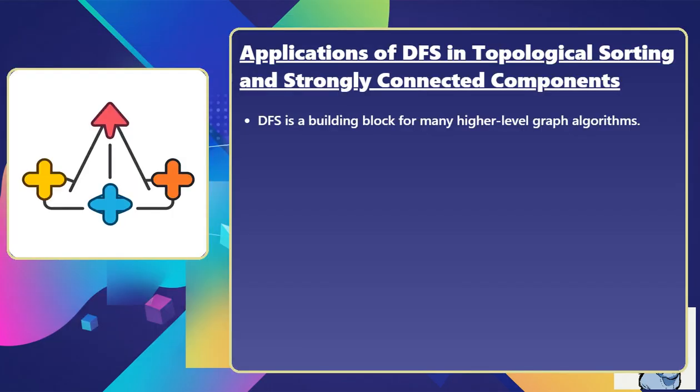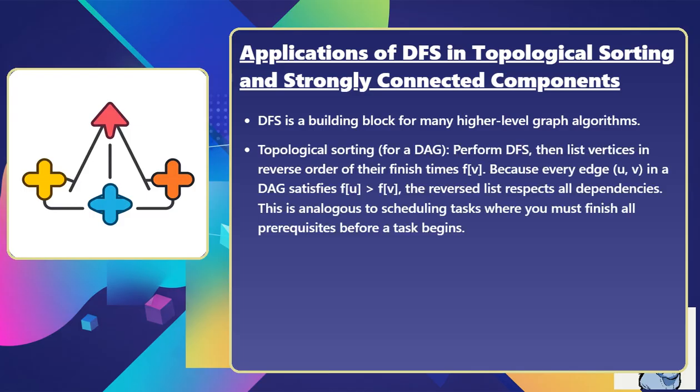DFS is a building block for many higher-level graph algorithms. Topological sorting for a DAG of G. Perform DFS, then list vertices in reverse order of their finish times F of V, because every edge U, V in a DAG satisfies F of U greater than F of V. The reverse list respects all dependencies. This is analogous to scheduling tasks where you must finish all prerequisites before a task begins.